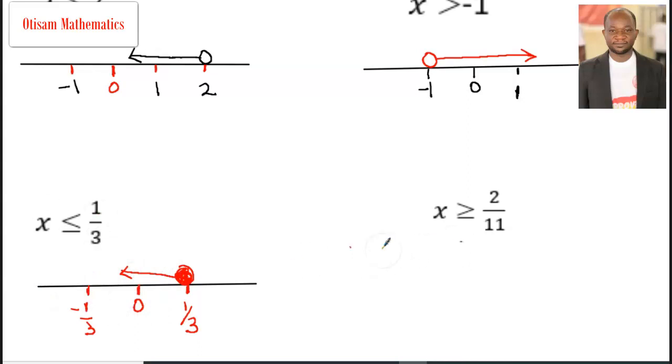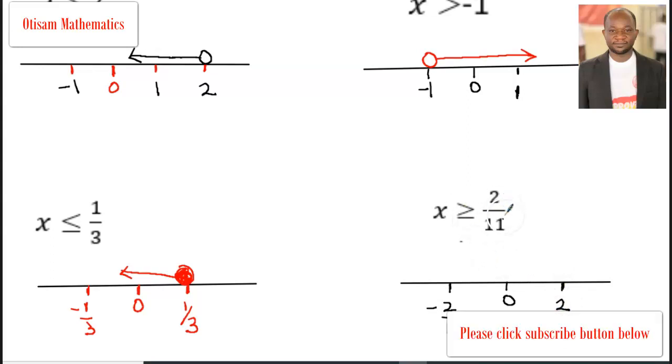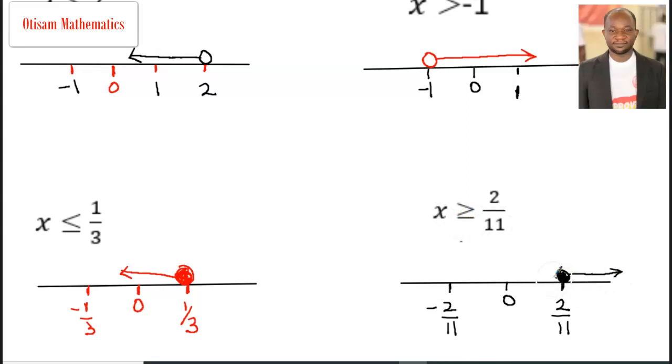Let's look at another one. x is greater than or equal to 2 on 11. Draw your number line. 0, minus 2 on 11, and this one, 2 on 11. So this is 2 on 11, and because it's greater than or equal to, you shade it. Then the arrow will be pointing to the right hand side.